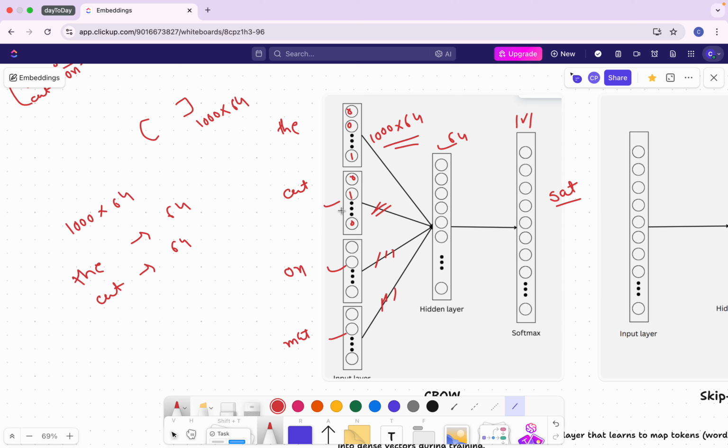And how can we train this model? We will train this model on a larger data set, like we can use the Wikipedia data set, or we can use any text available on the internet, right? So this is how CBOW works.